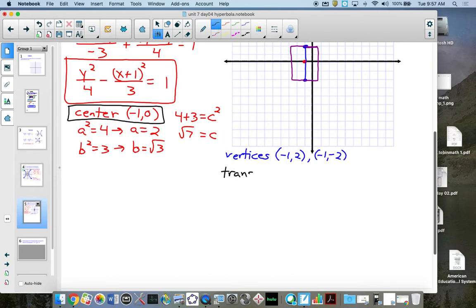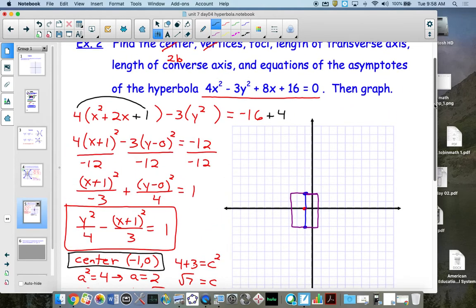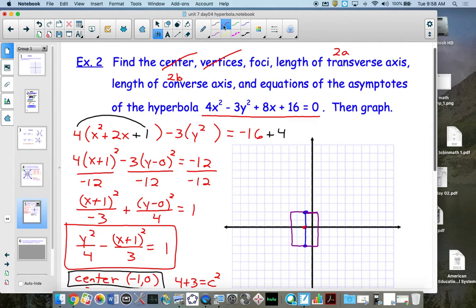Transverse axis is 2 times a, so that's going to have a length of 4. And the conjugate axis, that's going to be 2 times b, so 2 times the square root of 3. Alright, so we've checked all those off. So, got that one, got that one. We need the equations of the asymptotes, and we need the foci.